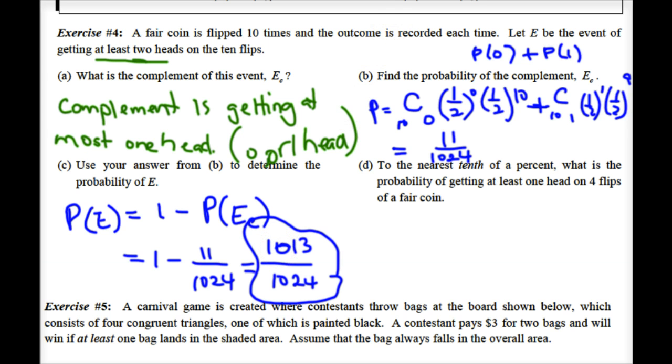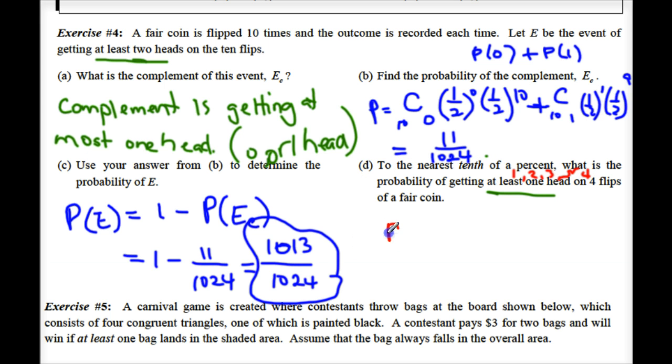The last question says, to the nearest tenth of a percent, what's the probability of getting at least one head on 4 flips? So at least one head, think about what at least one head means. At least one means you can get 1, 2, 3, or 4 heads on the 4 flips. The easiest thing to do, and I want to write this down, is that at least one head means 1, 2, 3, or 4.